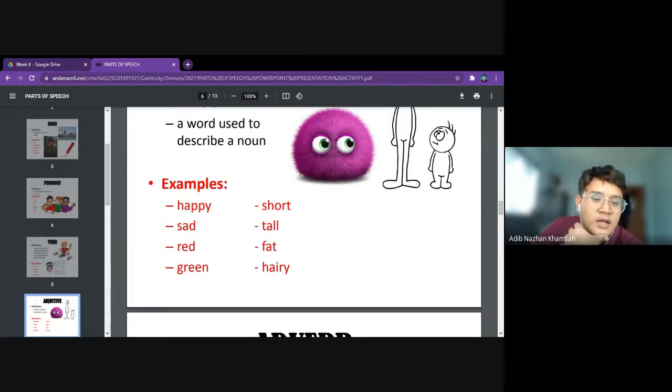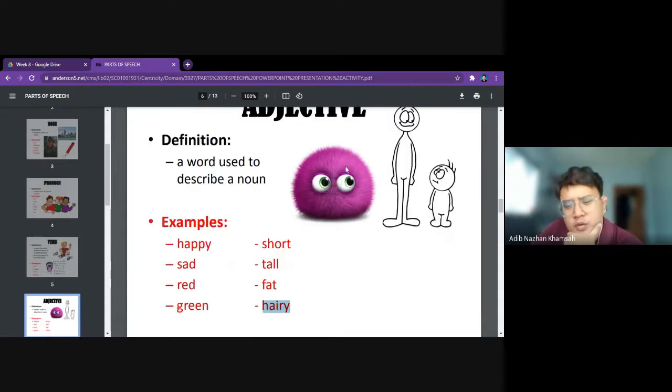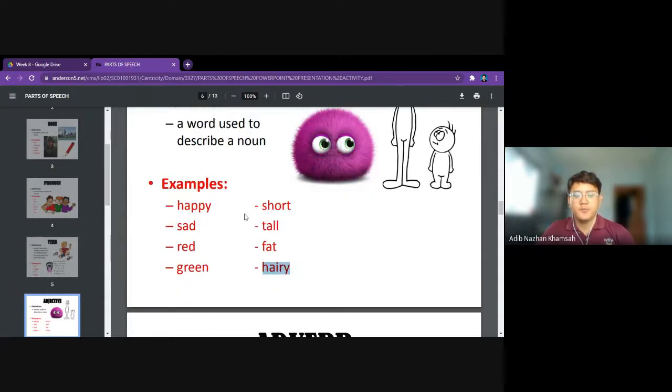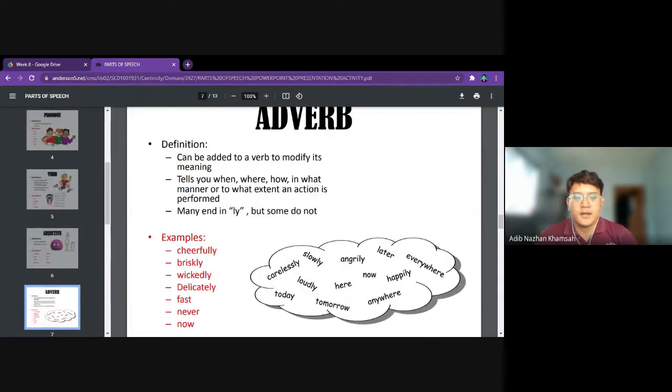Okay. Green, the color of Billie Eilish hair previously. Green color. Short, okay. Tall, fat, hairy. We can see this animals. I'm not sure it's animal, but it's a cartoon. It's a fluffy cartoon. It's very, very hairy. So that is adjective. Okay. And then, okay, what else? For the fifth, adjective is adverb.